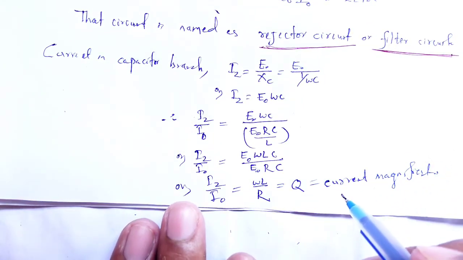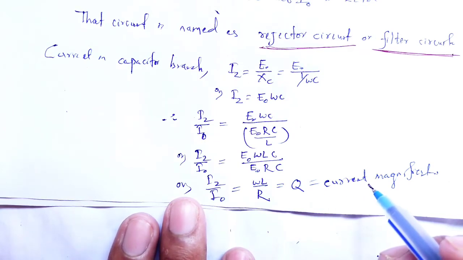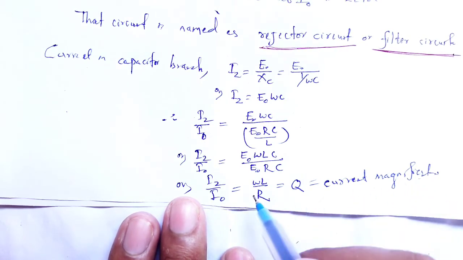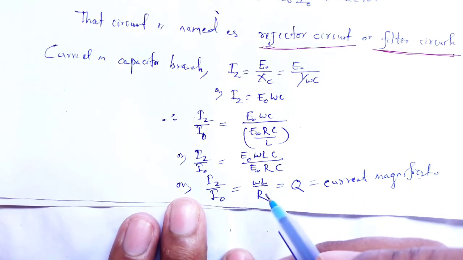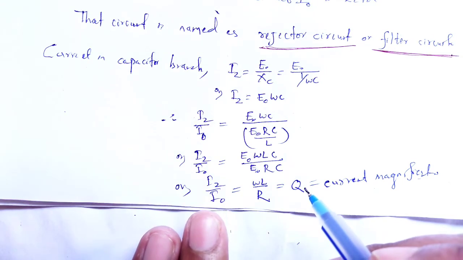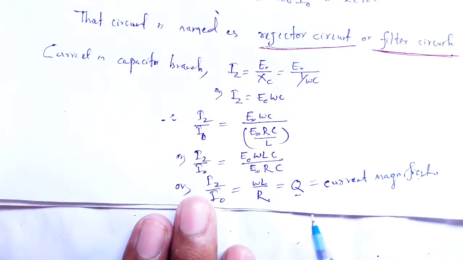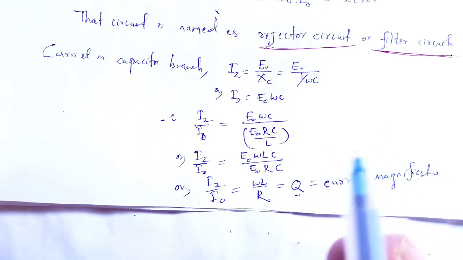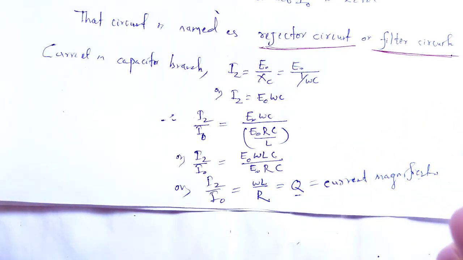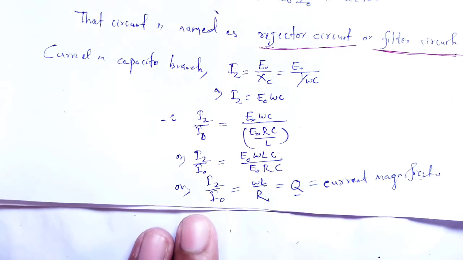Thus, for parallel resonance circuit, the current magnification is equal to omega L by R, which is the representation of quality factor. So, in case of parallel resonance circuit, it is widely used in radio due to the high impedance at resonance and current magnification.